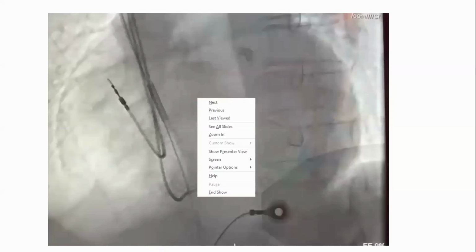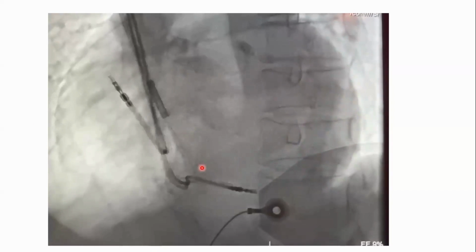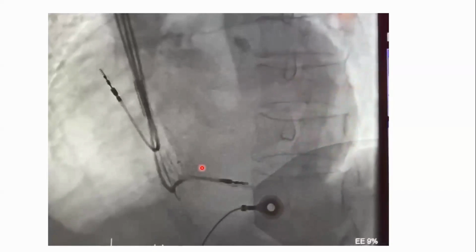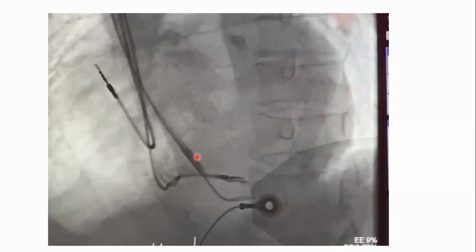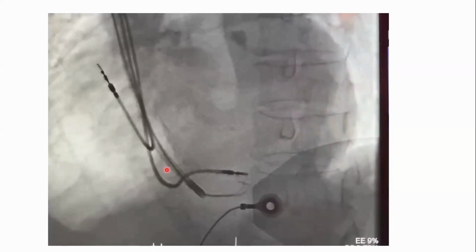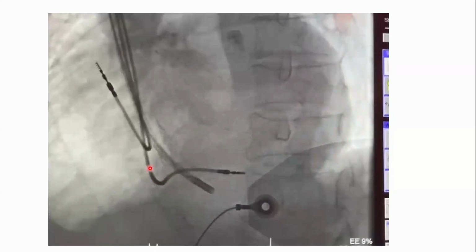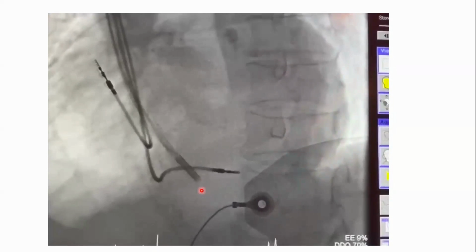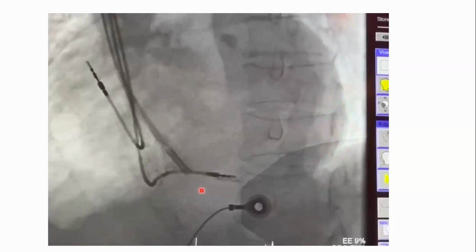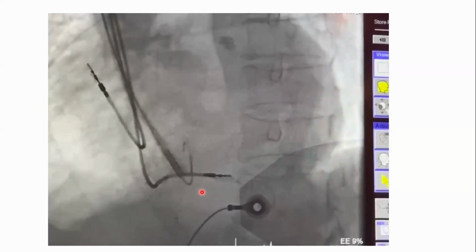So I'm probably just gonna play it one more time so we can all see. So we can see our wire trying to go into the right ventricle, and now we are at the right ventricle. And usually this coincides with the curve of the RV lead. And from the right ventricle, now you withdraw your wire back, and then you do an anti-clockwise rotation.